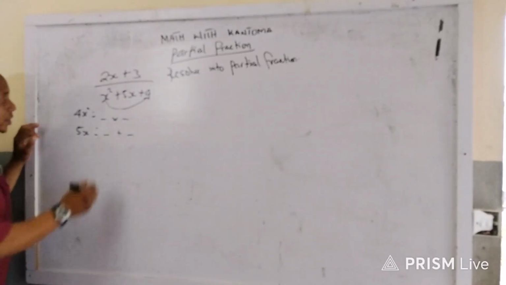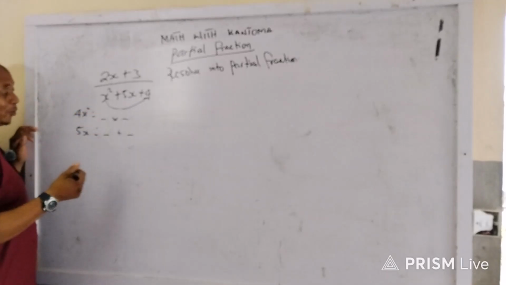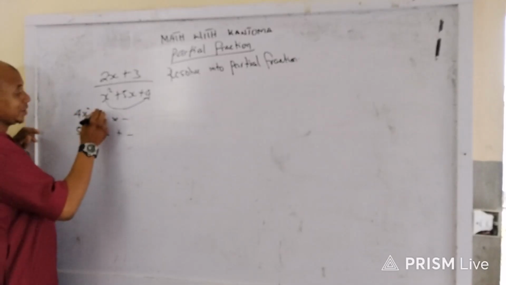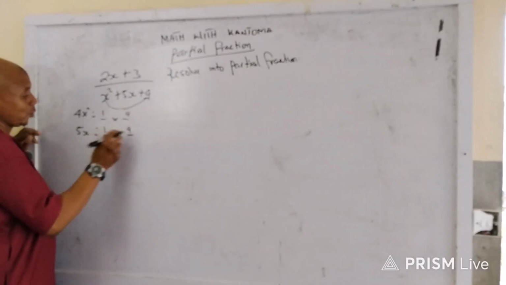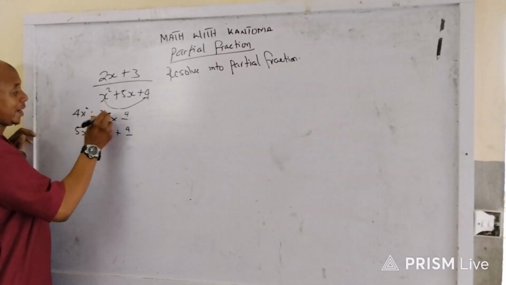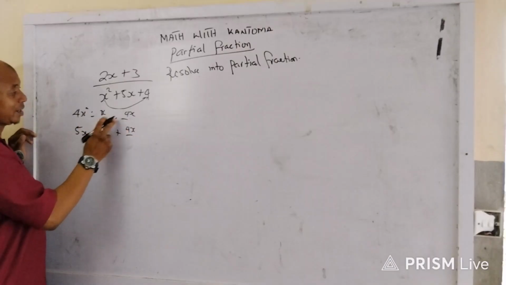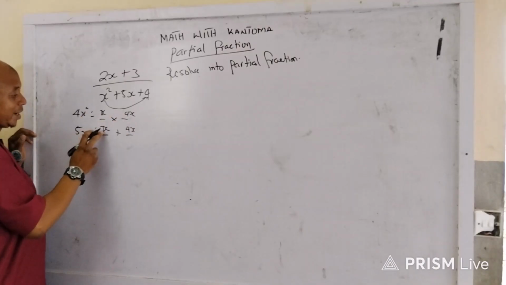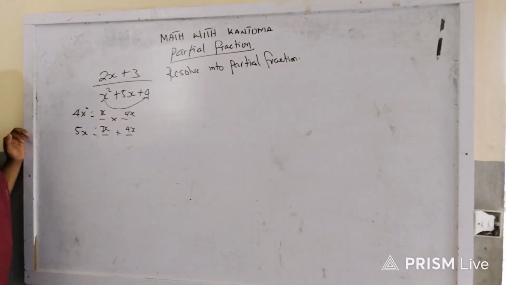So what are the factors? When we multiply, we have 4, and when we add, we have 5. So this is 1 and 4, right? 1 plus 4 is 5, and 1 times 4 is 4. So we have x and 4x. x times 4x gives us 4x squared, and x plus 4x gives us 5x. So the factors are x and 4x.